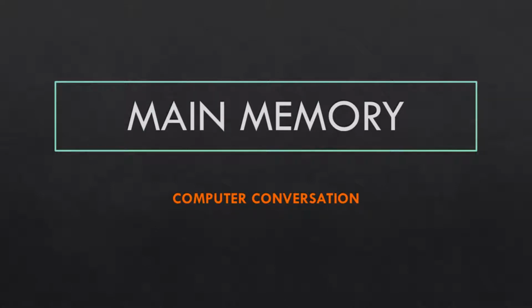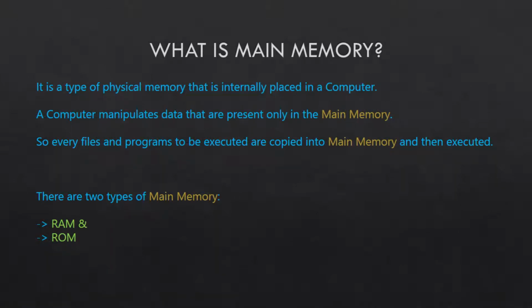In this video, I will discuss main memory and I hope everything will be clear to you. So let's begin. First of all, let's know what is main memory. It is a type of physical memory that is internally placed in a computer. A computer manipulates data that are present only in the main memory and not from any secondary memory. So every file and program to be executed is copied into the main memory and then executed.